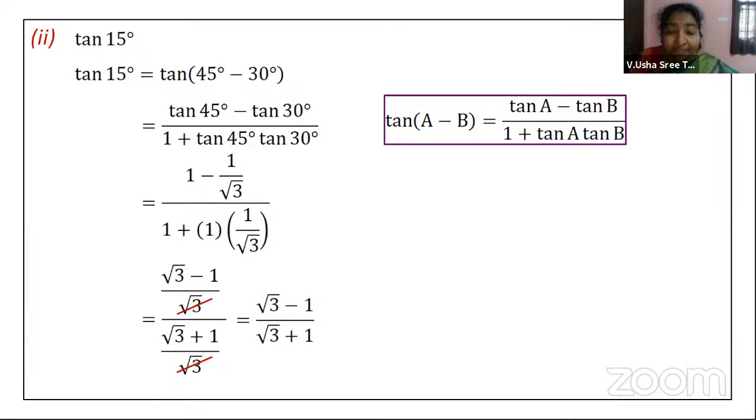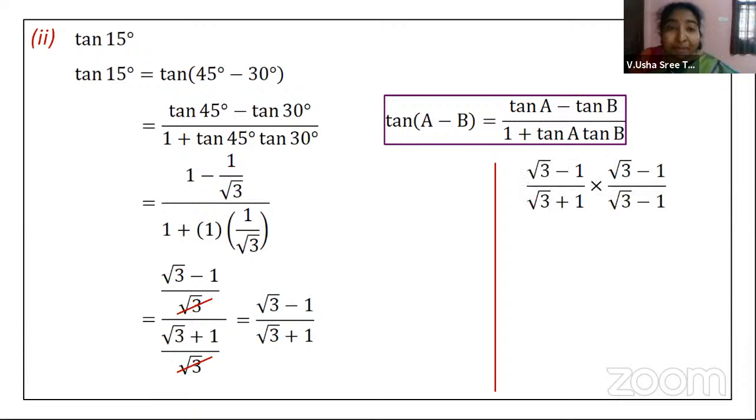Now, you cannot leave any root in the denominator. This you have learned in your 9th class. So we will try to rationalize the denominator by multiplying with its conjugate or its rationalizing factor. Now, when you multiply, you will get root 3 minus 1 whole square by, in the denominator, a plus b into a minus b form, which is root 3 whole square minus 1 square. So root 3 whole square is 3 minus 1, which is 2.